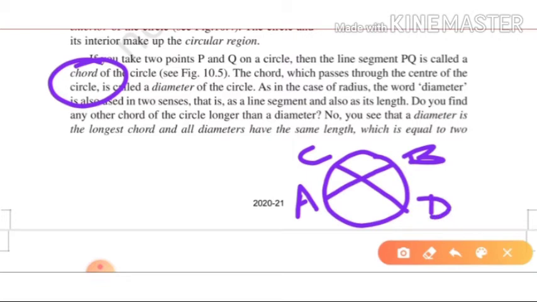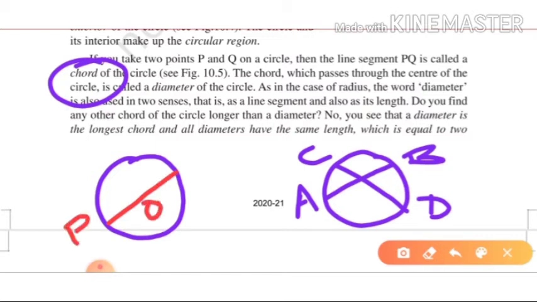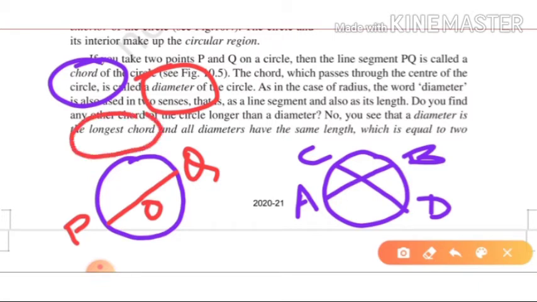And remember, the chord which passes through the center of the circle, say take it PQ, that is known as the diameter of the circle. So the diameter of the circle is always the longest chord, and always remember that all the diameters have the same length, and we know diameter is equal to twice the radius.